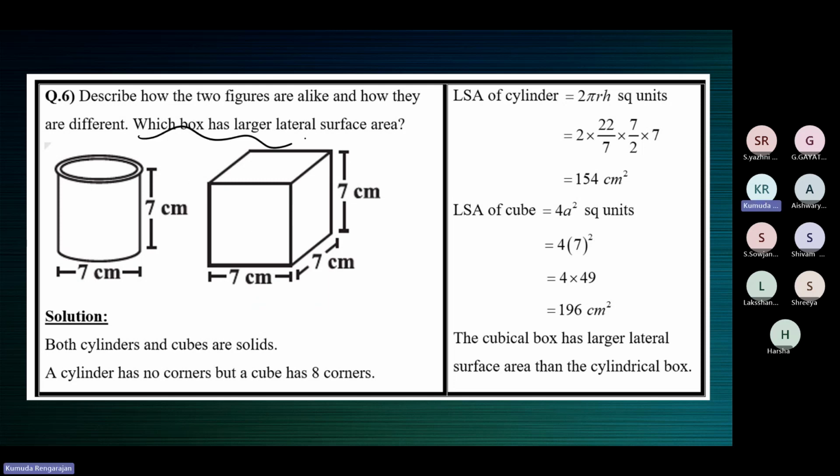Now, which box has the larger lateral surface area? So lateral surface area is the curved surface area. For the cylinder, it is 2 pi r h. For the cube, it is 4a square. So you can see that the LSA of the cube is more.